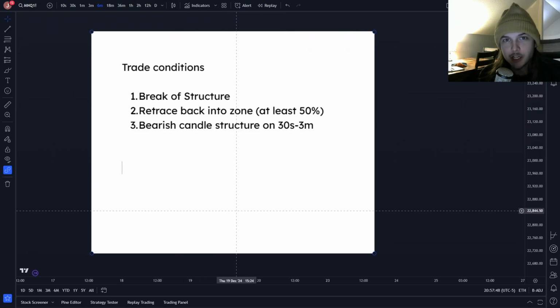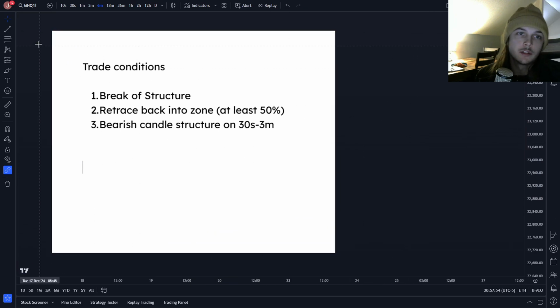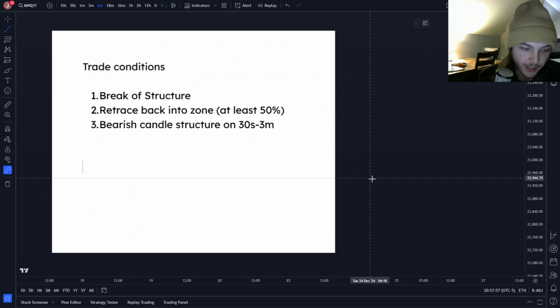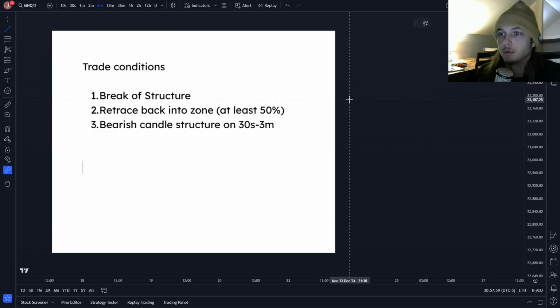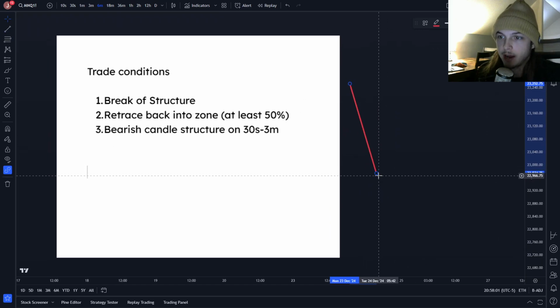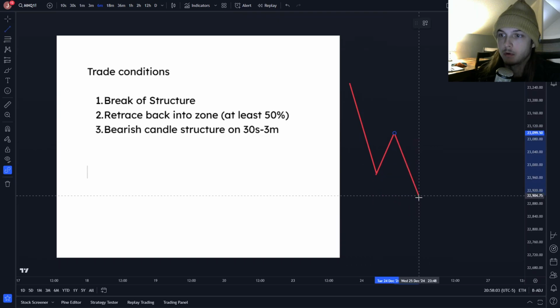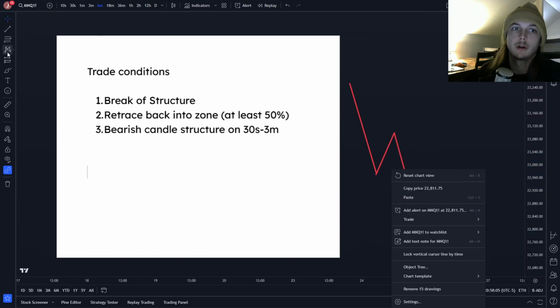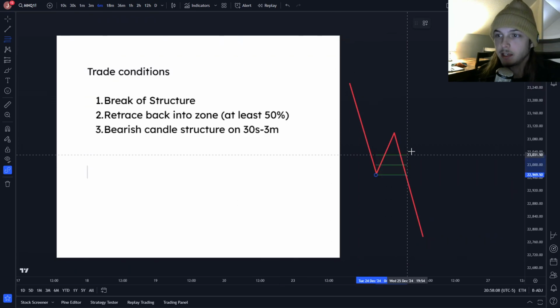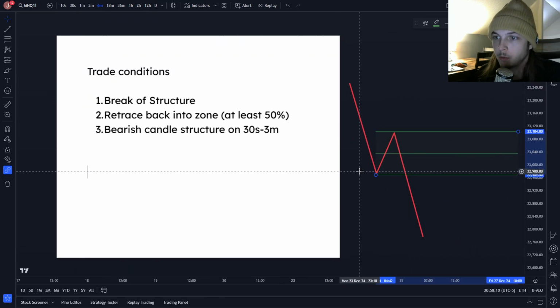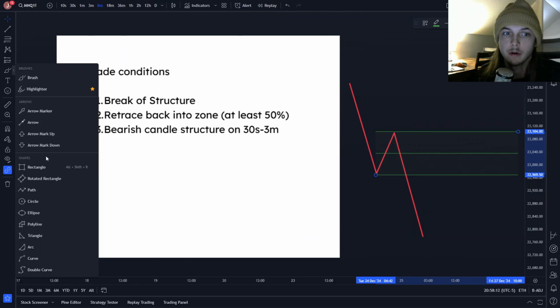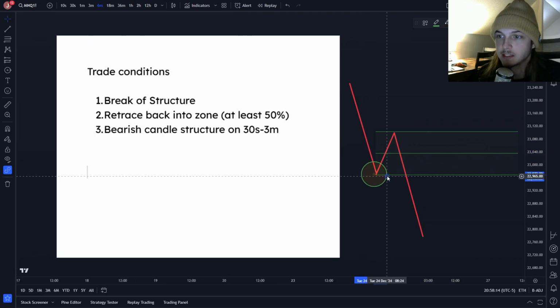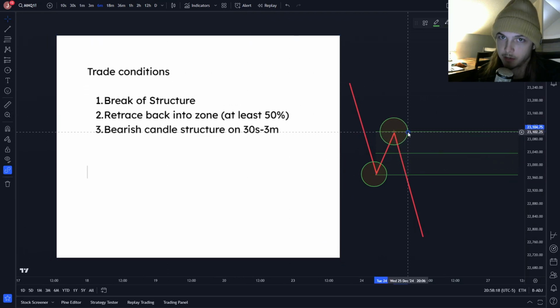This is a strategy we're going to be trading on this channel for now. So, trade conditions. We have a break of structure. For example, we have a downtrend. Down. Down. This creates a zone with this low and this high. You should know this if you're watching this, Jennifer.